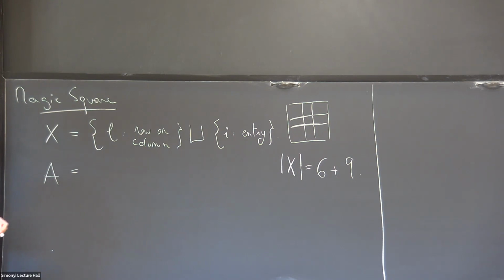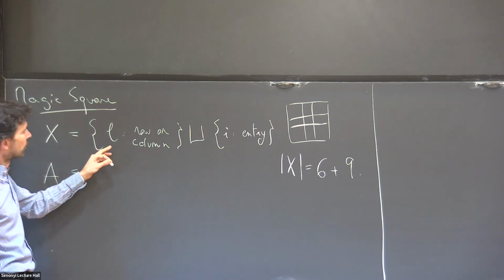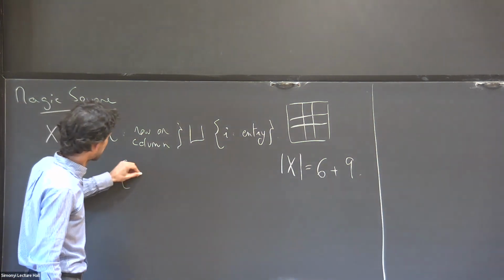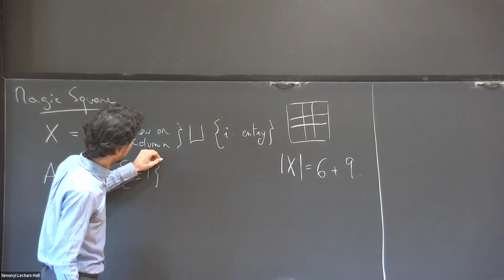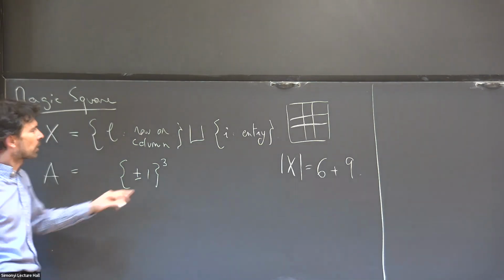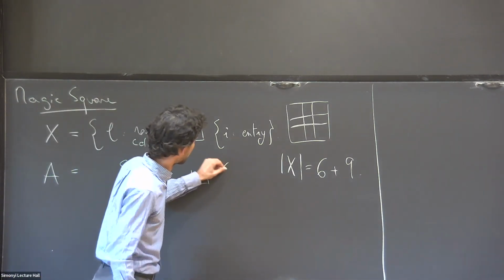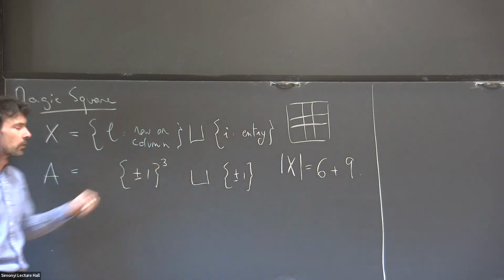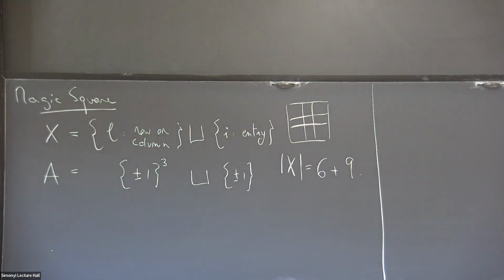The answers will take 2 forms. For questions of the form a row or a column, I expect an answer that's a triple of values in plus or minus 1, and for entries I expect just a value in plus or minus 1. Sorry, this is the symbol for disjoint union. Okay, so these are the answer sets.